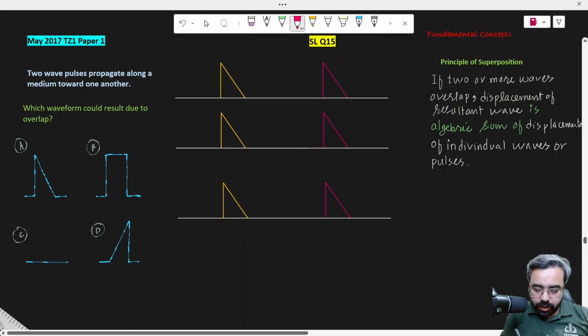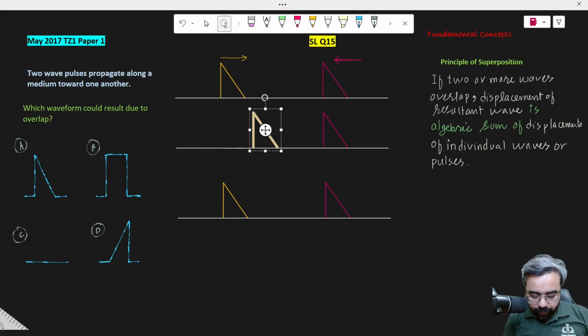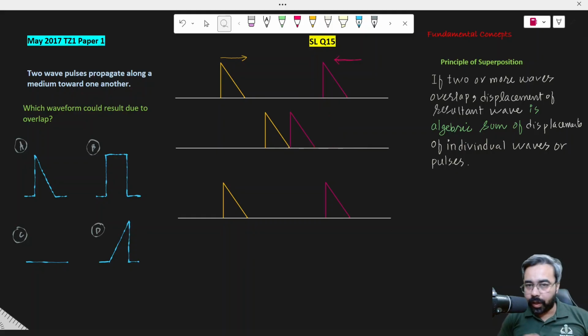So this pulse is traveling in this direction, whereas this pulse is traveling in this direction, and they are moving on the same medium. Let's say it has traveled a little distance to the right, and the other has traveled a distance to the left, like this. Right now, exactly, they are about to overlap. They are not producing any wave because they have not started overlapping.